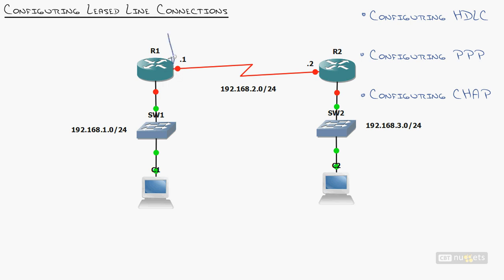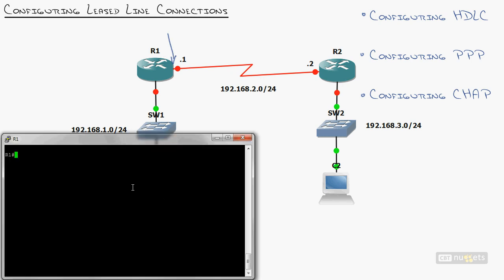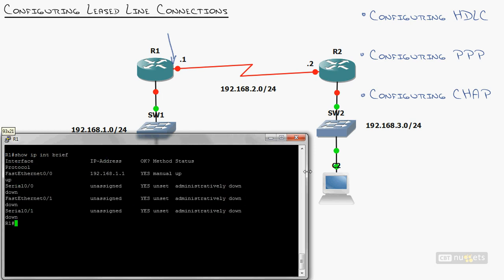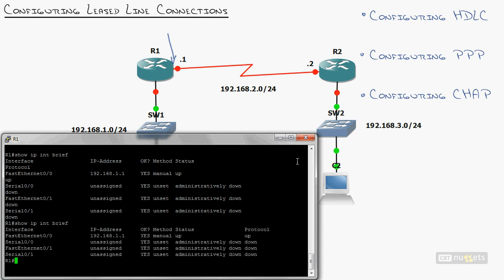Well, this is going to go into a serial port, and let's go ahead and bring up our connections. Here is router 1. I'm going to do a quick show IP interface brief, and all I've done is go in and configure an IP address on FastEthernet 0/0. That's our LAN network over here. Serial 0/0 is currently down. Now I'm going to type in a command.